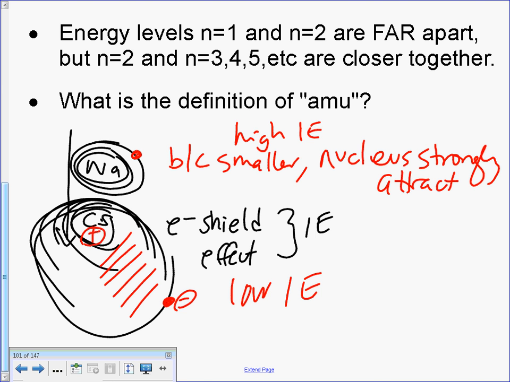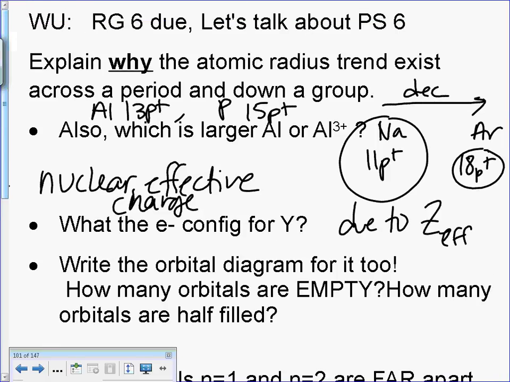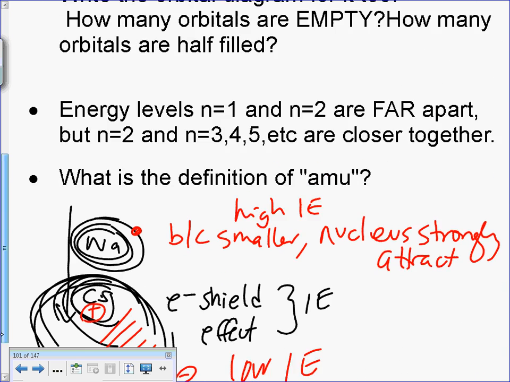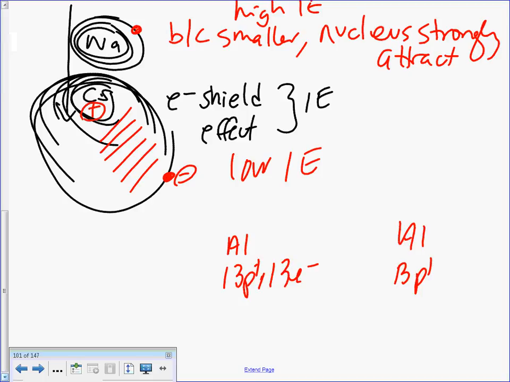Let's look at some more things you should have learned from the video. Between aluminum and aluminum ion, what is really the difference between those two? The number of electrons. So what happened? Lost 3 electrons. So aluminum had 13 protons, 13 electrons. Aluminum ion has 13 protons and 10 electrons.